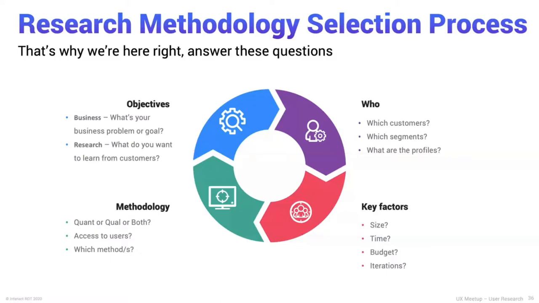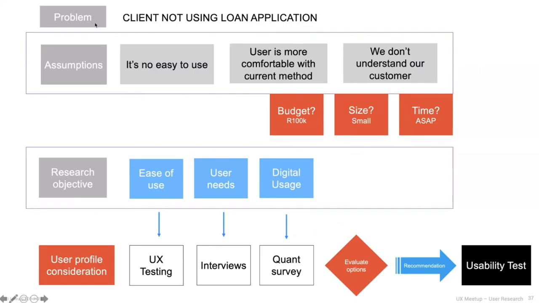Now, the big question: once we've got all of this information, how do we go and formulate what we're going to do? So I designed a very basic funnel, what I call a funnel, and it might not look like a funnel, but it's just very basic to guide you in how we go about it. So you've got your problem: the client is not using the loan application. You've got your assumptions: it's not easy to use, users are more comfortable with the current method, we don't understand our customer.